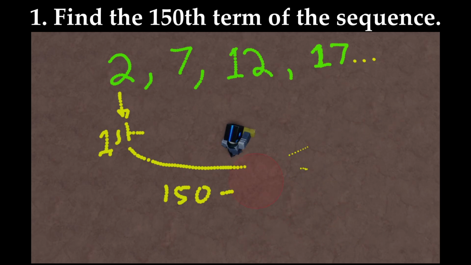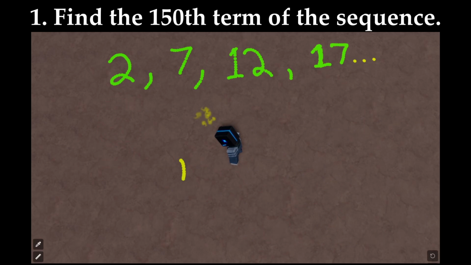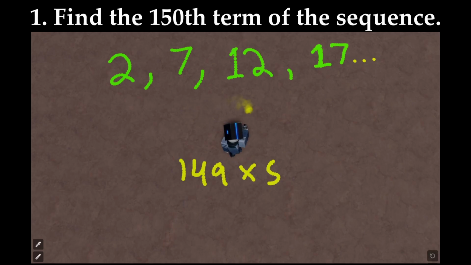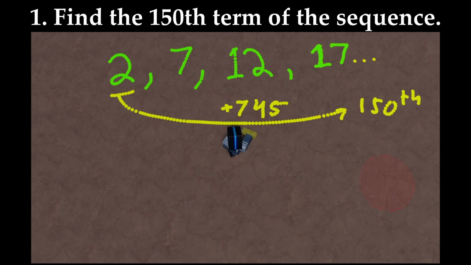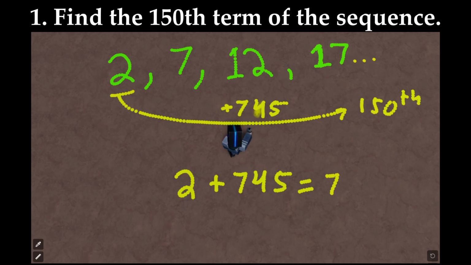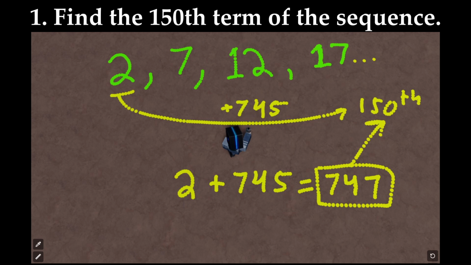So now what we can do is 149 times 5, because to go from 2, which is our first term, to the 150th term, you're going to add 5 149 times. If you do that, you should get that this is equal to 745. So to go from 2 to the 150th term, whatever that is, we need to add 745 total to it. So now, all you need to do is 2 plus 745 is equal to 747. And that is the value of the 150th term. So that's the intuitive way that I like to do this problem.